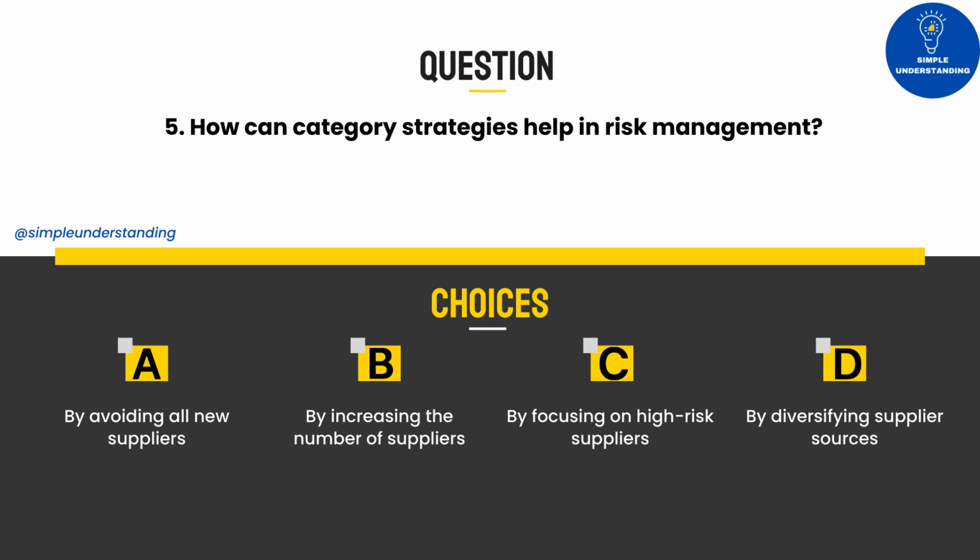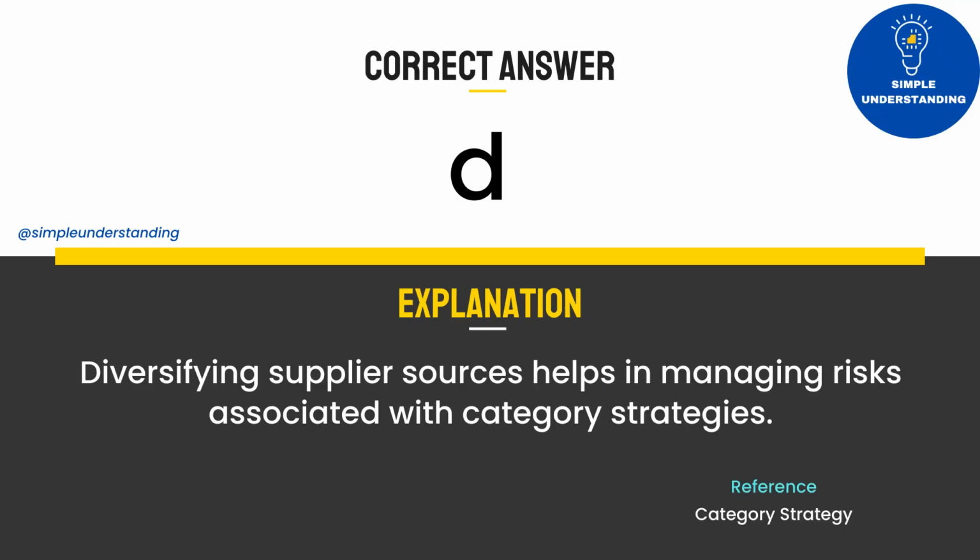5. How can category strategies help in risk management? A. By avoiding all new suppliers. B. By increasing the number of suppliers. C. By focusing on high-risk suppliers. D. By diversifying supplier sources. Correct answer D. Explanation. Diversifying supplier sources helps in managing risks associated with category strategies.